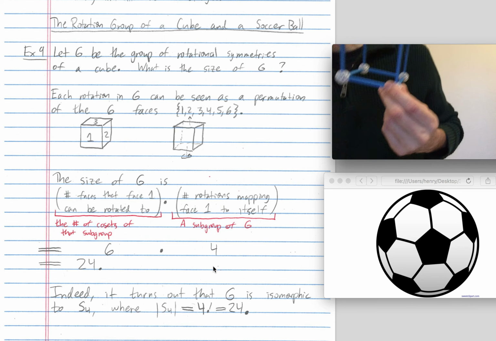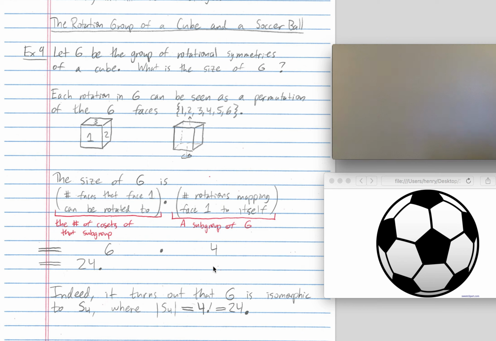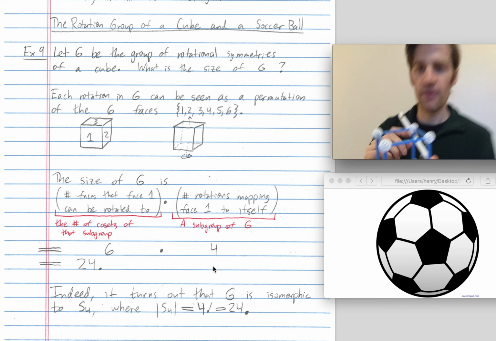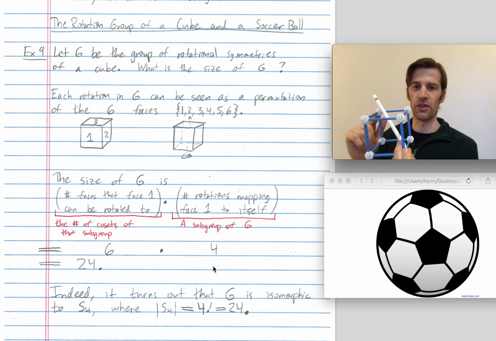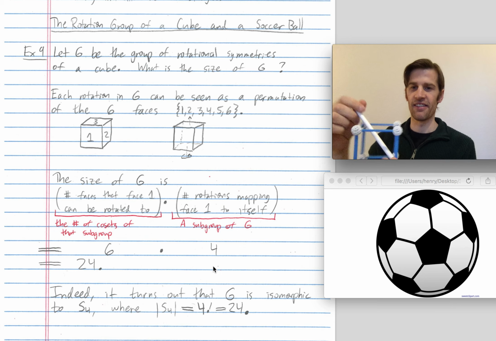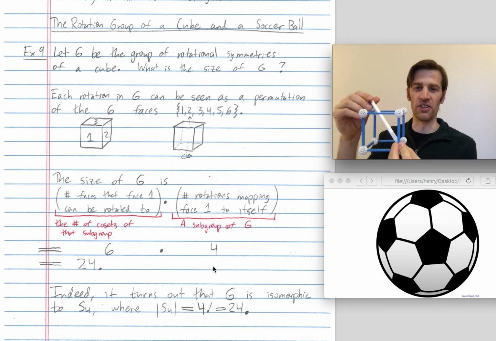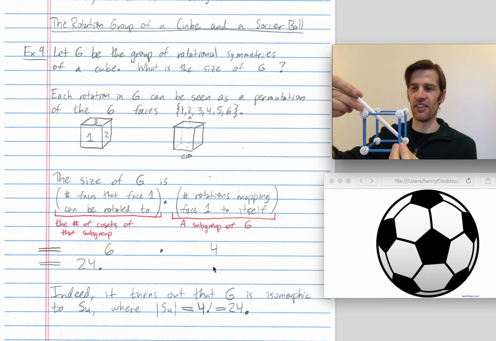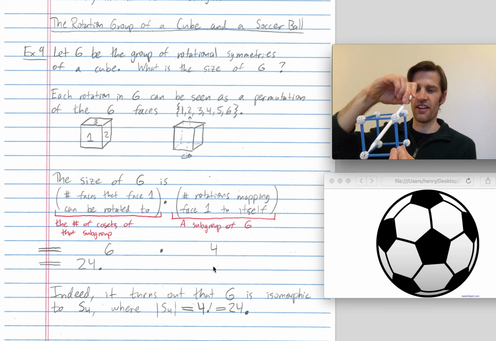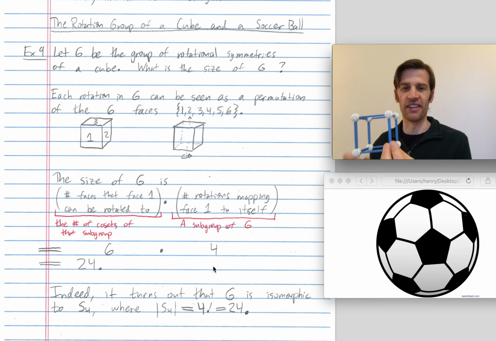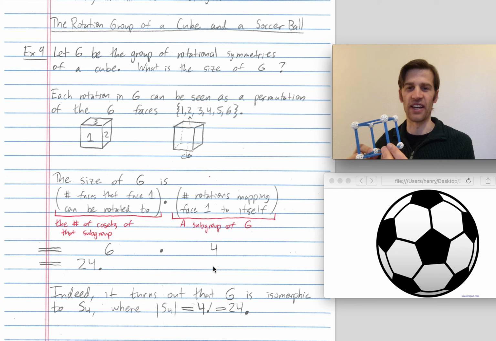Here, let me do a better job of showing this. There's 4 diagonals in the cube. Here's one diagonal going from this vertex to the vertex I'm holding. There's this diagonal, there's this diagonal, and there's this diagonal. And S4 appears. It turns out that any rotation is a permutation of those 4 diagonals.